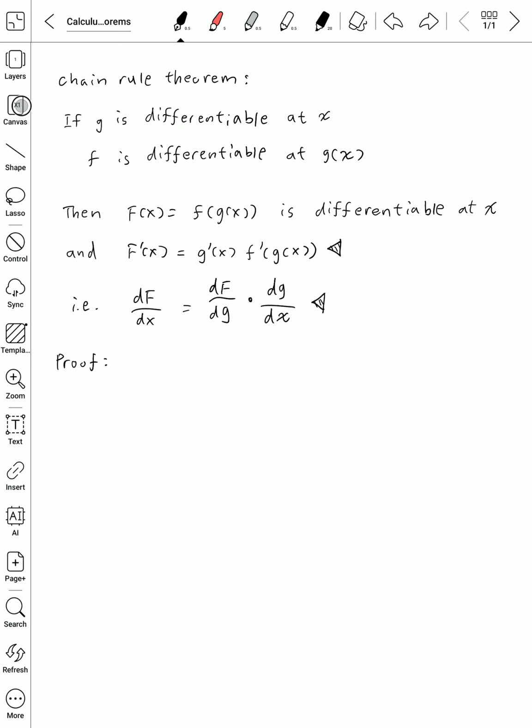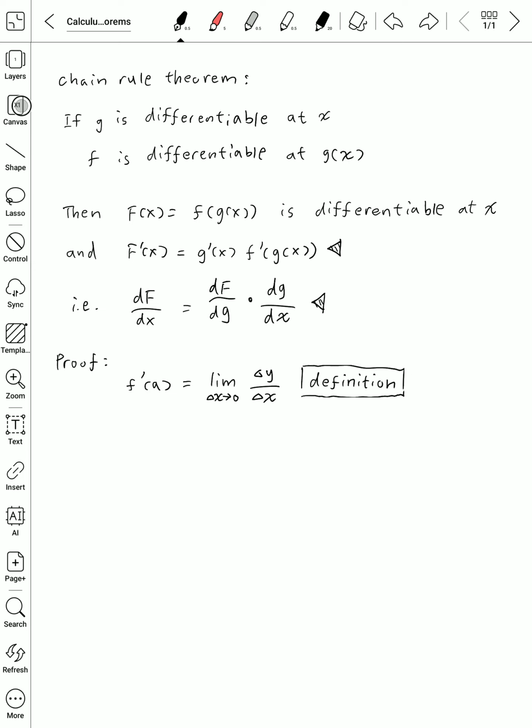Before we do the proof, let's recall the definition of a derivative. So the definition is as follows. The derivative of f at a equals the limit as delta x approaches 0 of delta y over delta x. And this is just the definition of the derivative, so there's nothing to explain or debate.